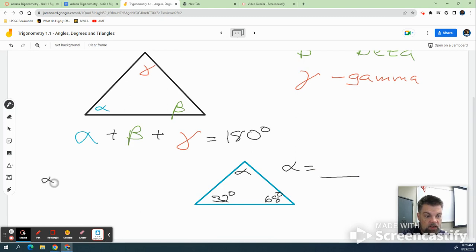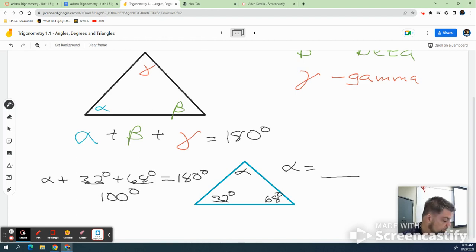Well, we would say alpha plus 32 degrees plus 68 degrees is equal to what? 180 degrees. So then we combine like terms, right? What's 32 plus 68? Use my brain. Is it 100? Somebody double check on a calculator real quick. I think it's 100. It's 100? Okay, cool. Phew, still got it.